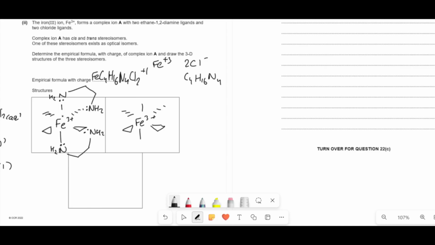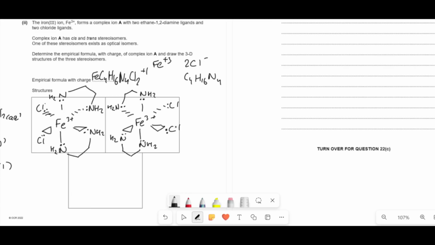And then for the Cl minuses, well, there's going to be a lone pair here. And then it's also got a Cl here as well with the lone pairs. So now that that's done, you've got that. It's just a mirror image. So again, NH2, H2N, like that. And then again, H2N, NH2, there, Cl, Cl.